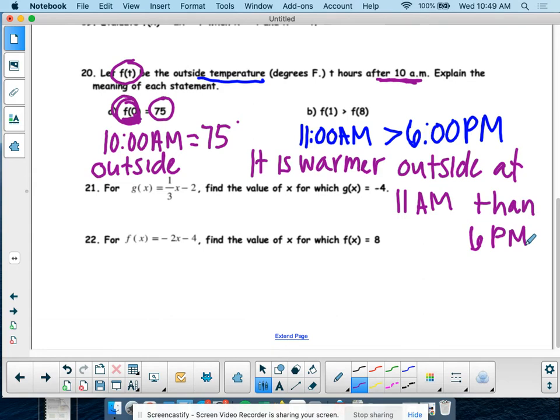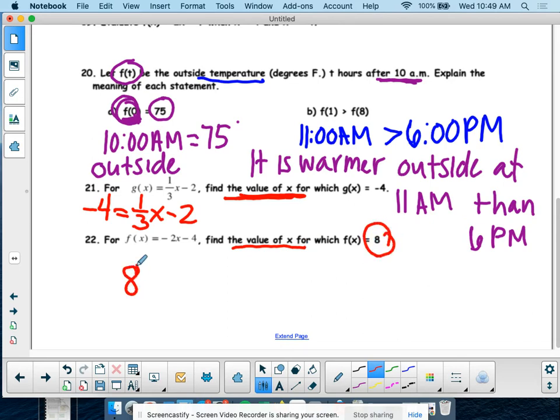Okay, for 21 and 22, you're looking for the value of x, right? We're looking for the value of x when our function equals -4. So what you need to do, -4 equals your function, and then solve for x. So you guys need to solve that. Same thing on 22. We're looking for the value of x when it equals 8. So I have 8 equals our function, and then you solve. So you guys gotta go back and solve those, okay? Figure out what x is.